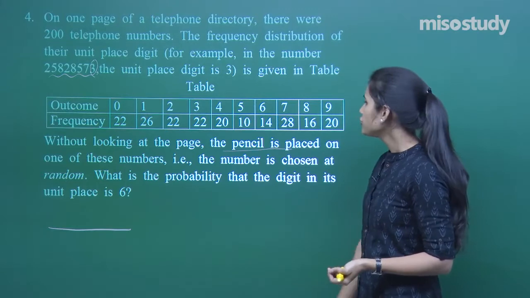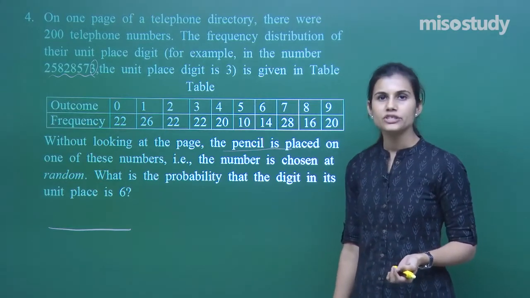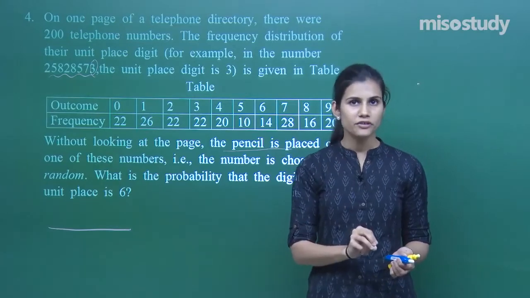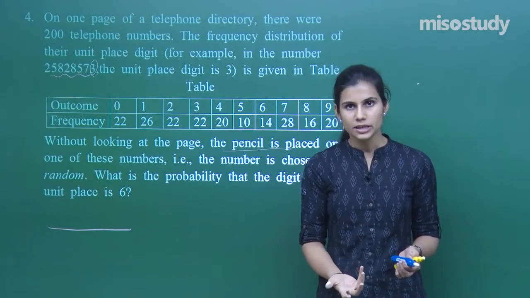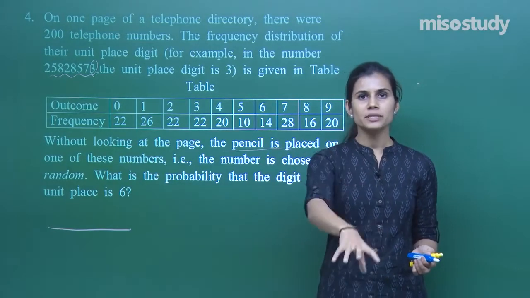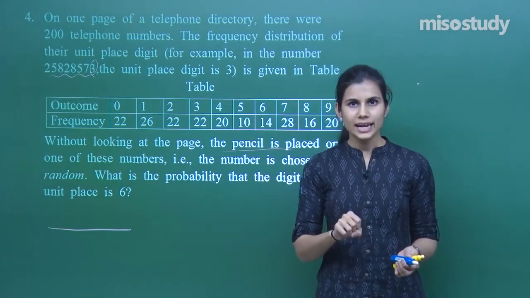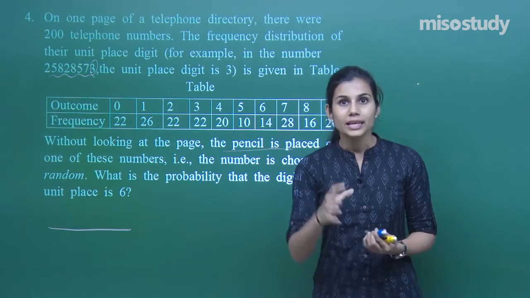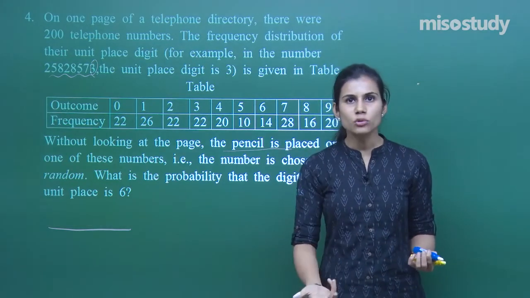That is, the phone number is chosen at random. So, choosing a phone number out of these 200 phone numbers is my experiment. Out of these 200 phone numbers, if I am choosing a phone number at random, which phone numbers can come up as possible outcomes, as possible selections? Any of the 200 can come.